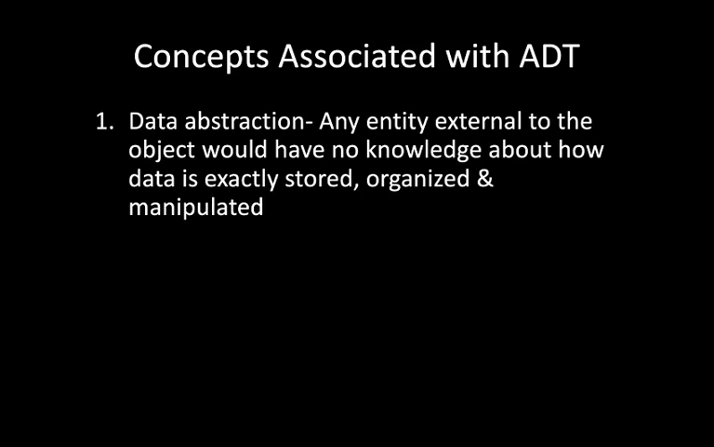First one is data abstraction. An entity external to the object would have no knowledge about how data is exactly stored, organized, and manipulated. If you have learned some object-oriented programming, you have seen protected variables and private variables. If it is a private variable, nobody can access that data from outside. If it is a protected function, only its derived classes can access those functions. In this way, we can bring data abstraction into object-oriented design.